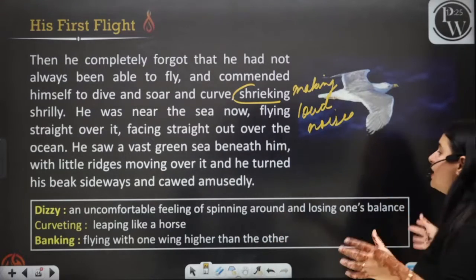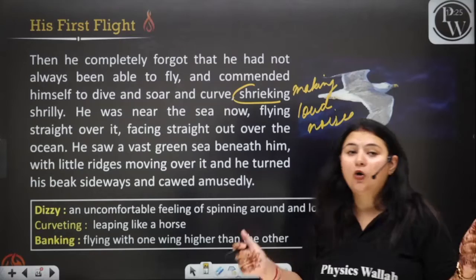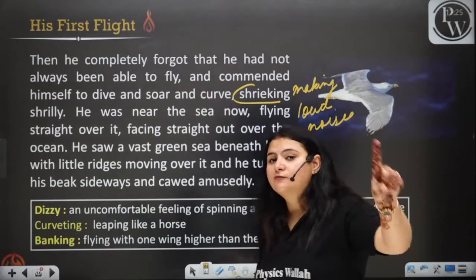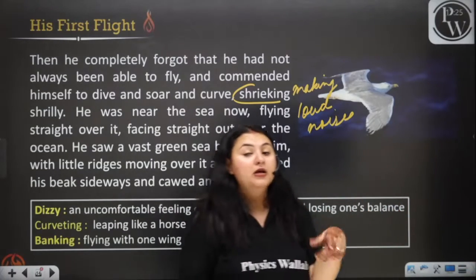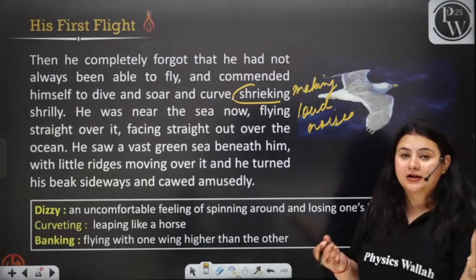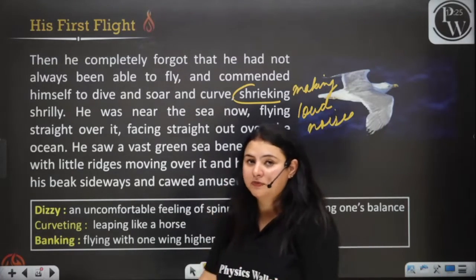He saw a vast green sea beneath him. Now, one of the things is done. He has achieved one goal. He has learned how to fly. But the actual craft of the seagull is to get food from the sea.